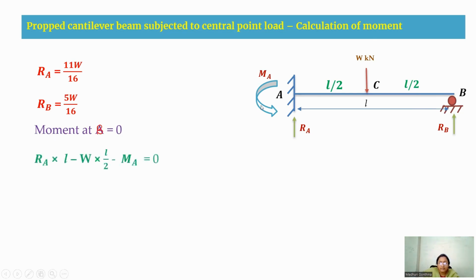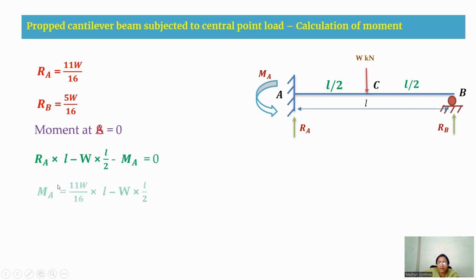So that means RA into L minus W into L by 2 minus MA will be equal to 0. Here you can see this RA is in the clockwise direction, so it is positive. This W into L by 2 is in the anti-clockwise direction, therefore it is negative. And this moment is again in the anti-clockwise direction, therefore it is negative about this B point.